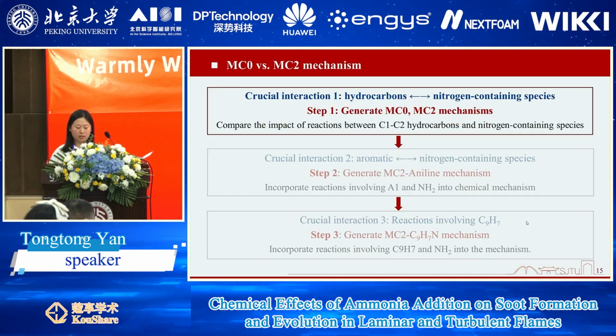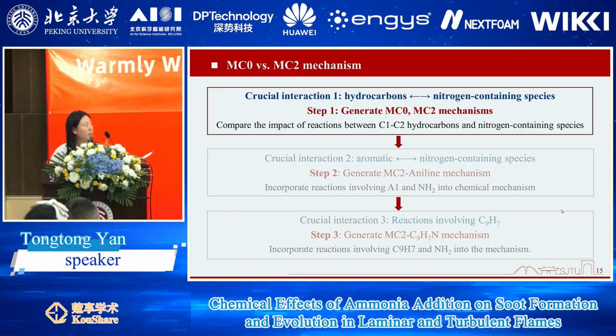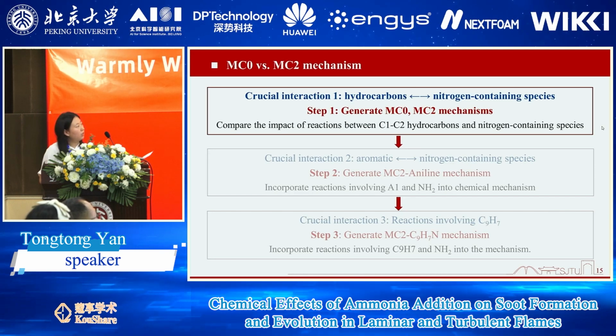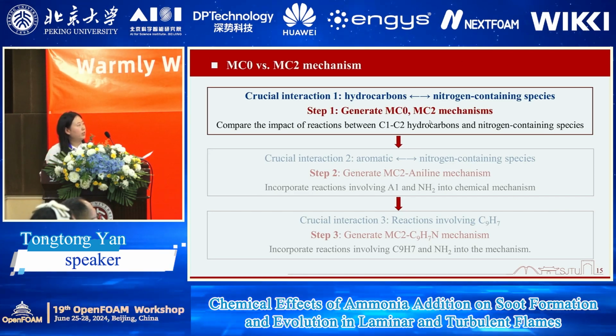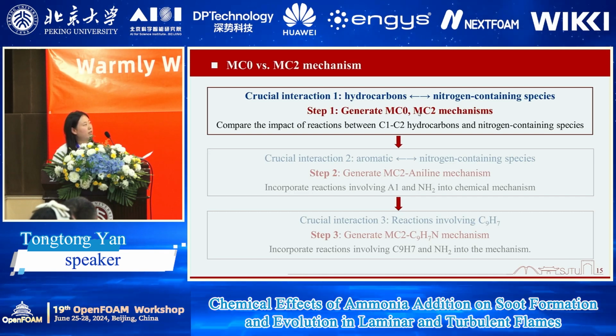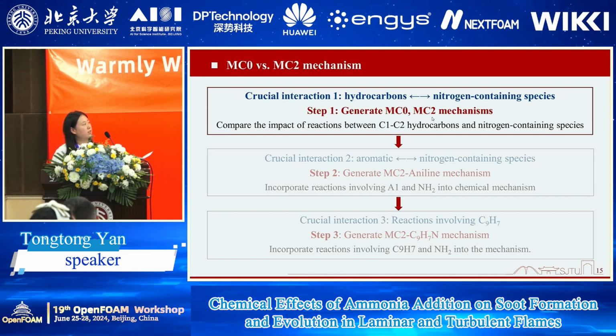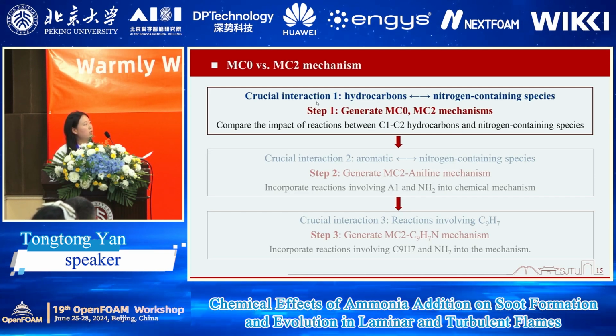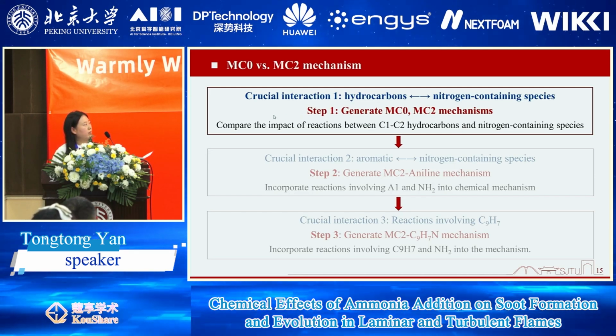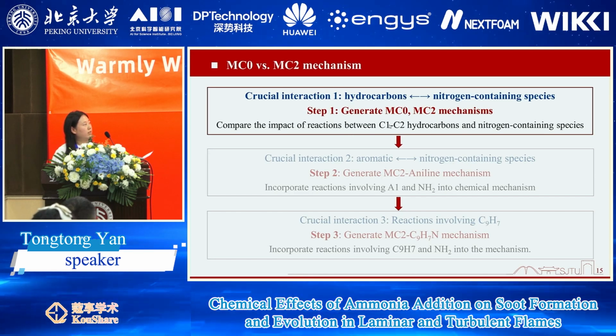And here is the outline of our study. First, we compare the MC0 and the MC2 simulation results. Because the MC2 mechanism contains the C1, C2 hydrocarbon and nitrogen-containing species interactions, based on this, we can compare the impact of these interactions.